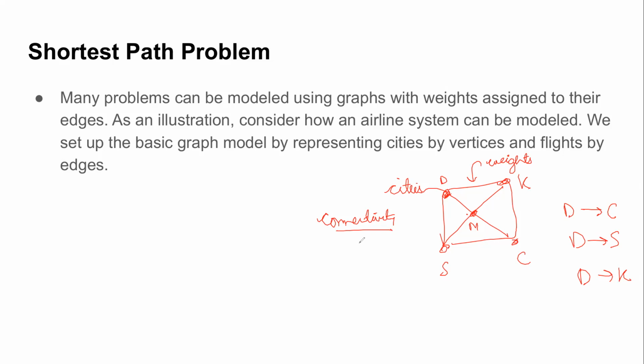But suppose I change the question and ask you, what is the fastest way to reach? I don't want a direct flight, but I want to know the fastest way to reach Chennai from Delhi. Can you answer that just by looking at this graph? I'm not just asking for any path, I'm asking for the fastest route to reach Chennai from Delhi. Can I answer that just by looking at this graph?